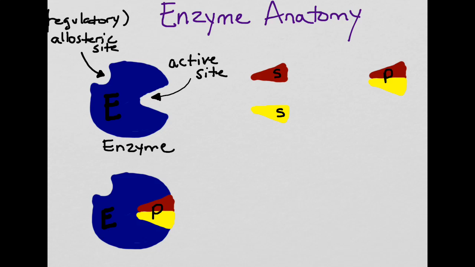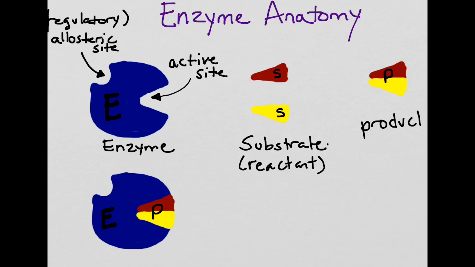These two little triangles, the red triangle and yellow triangle with the letter S, these are our substrate. Okay, also the reactant. And then when we put them together, we have product. And what was made when these guys are together, we call it the enzyme substrate complex.